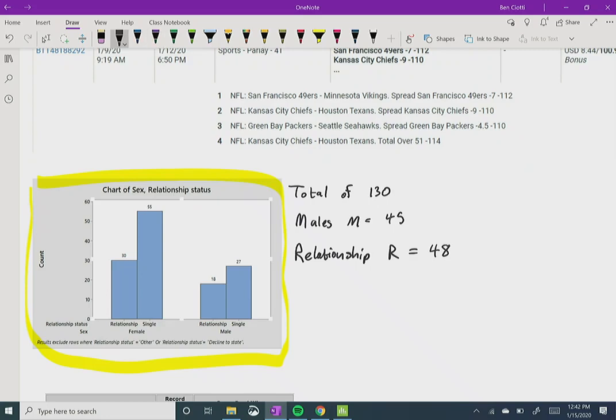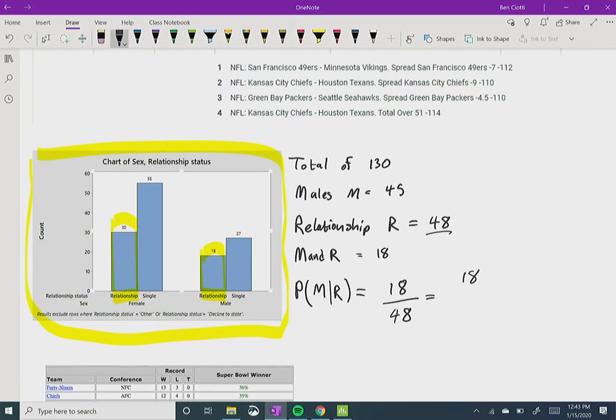Okay, so I want to ask the probability. There are 18 males that are in a relationship. If you meet someone who's in a relationship, what's the probability that they are male? Well, we can count it up. Of the people that are in a relationship, that would mean of this column and this column, that was 48 people total. Of those 48, 18 of them were males. So there's an 18 out of 48 chance that you're a male given that you're in a relationship.